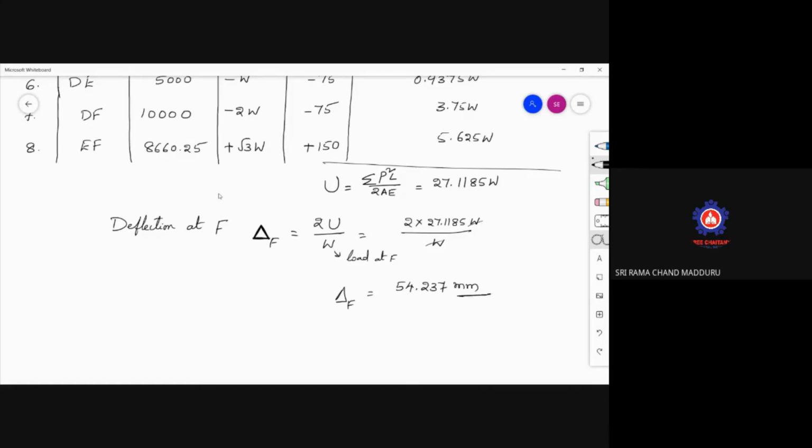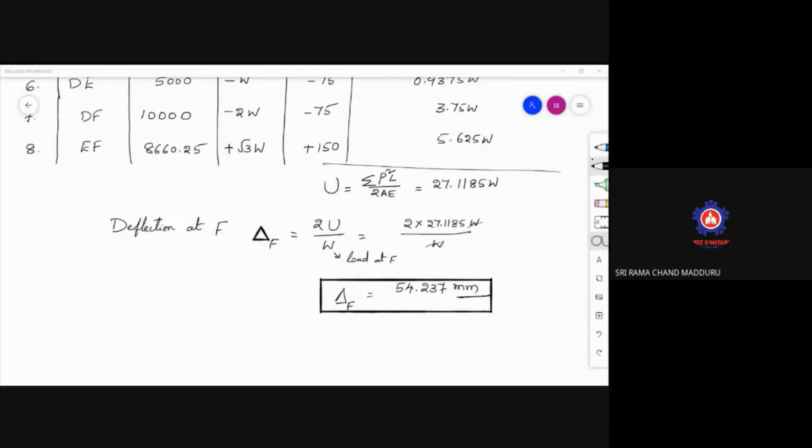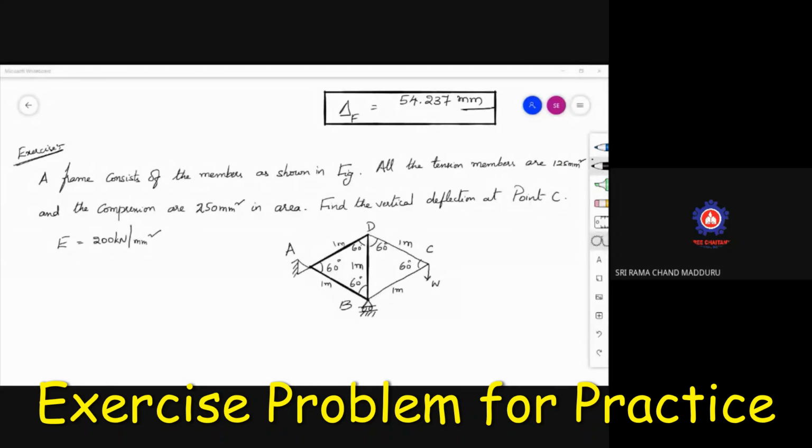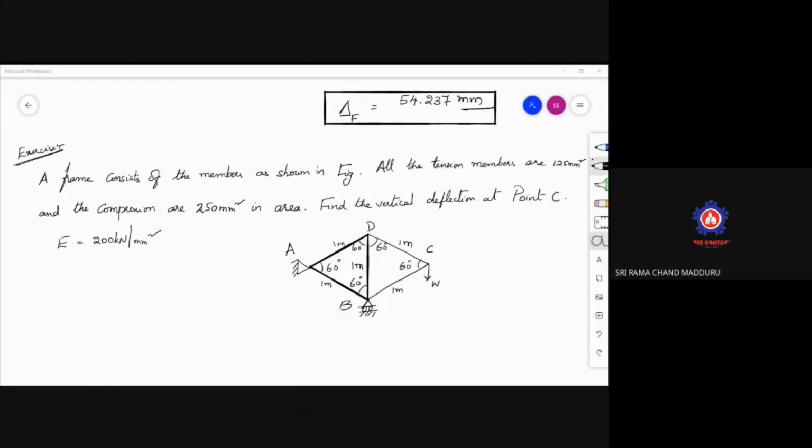mm. Remember this: here the deflection is to be calculated in terms of mm. All of you note down this question and try to solve this.